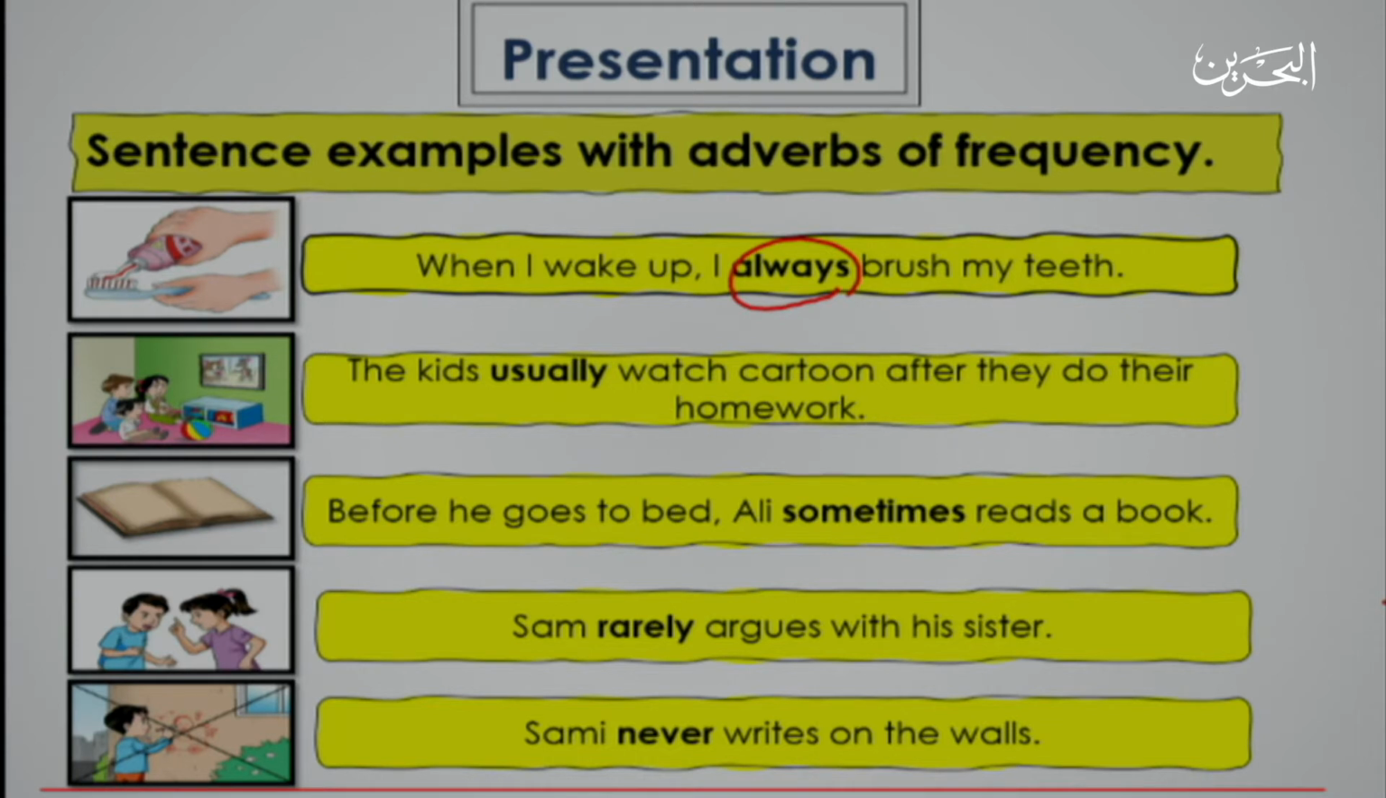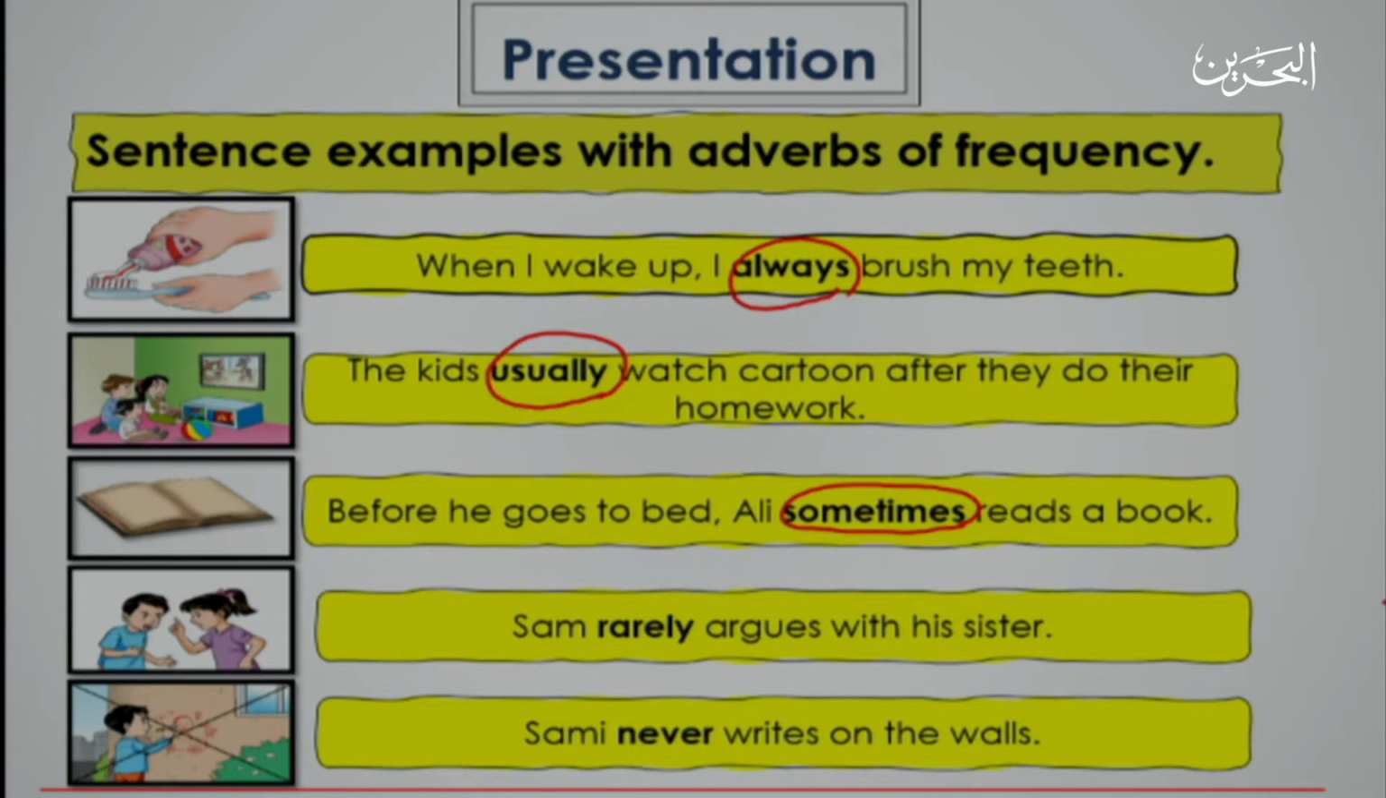Look at the second picture. These are the kids, and they are watching the TV. The kids usually watch cartoons after they do their homework. The adverb of frequency is usually. That's right. Now, here we have got a book. The sentence is, before he goes to bed, Ali sometimes, it means 50% of the time, reads a book. Sometimes is the adverb of frequency.